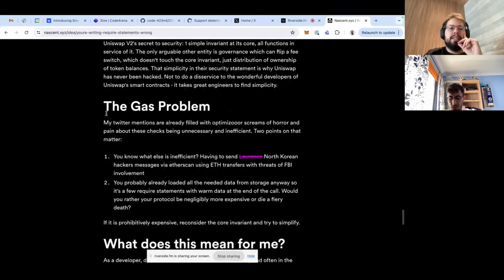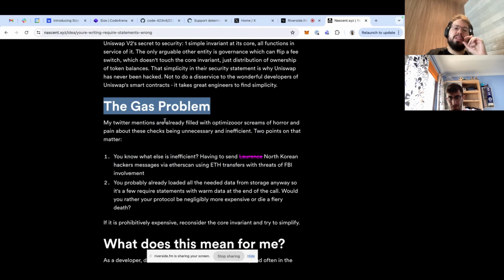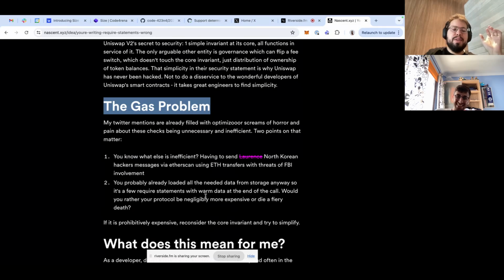interactions, basically. There are some minor concerns about gas, because you are performing these invariants on every call, but they say, okay, don't worry about that. You should be worried about security. The first point is good.